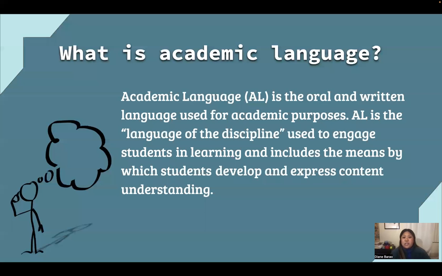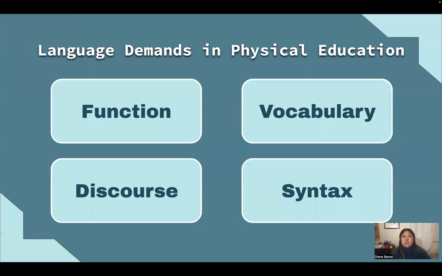So first off, what is academic language? Academic language is the oral and written language used for academic purposes. It is the language of the discipline, in my case, PE, used to engage students in learning and includes the means by which students develop and express content understanding. So in physical education, there are 4 different language demands, which are function, vocabulary, discourse, and syntax. And I'll be going over those 4.